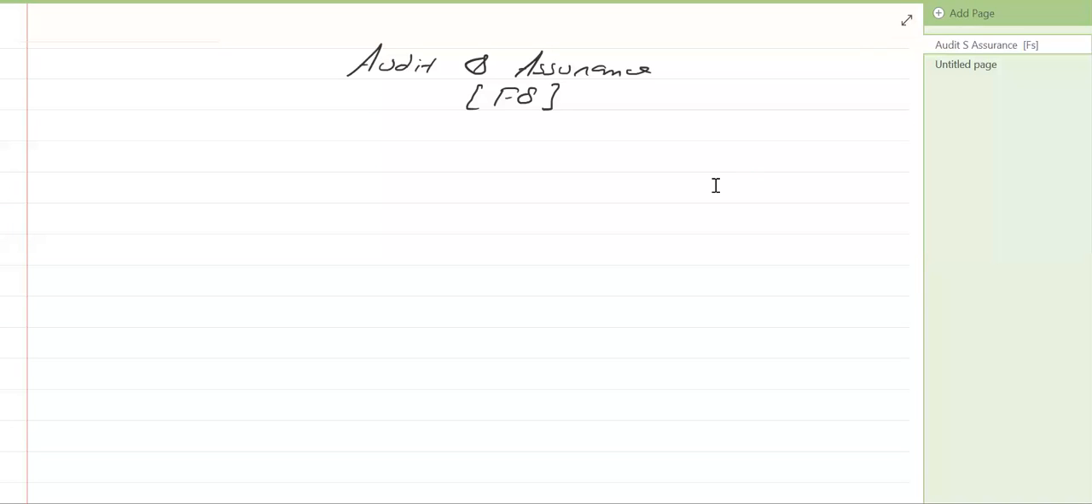All right, we are going to start the paper Audit and Assurance F8, and this is one of the important papers of the skill level. And when we say important, that means this paper will give you the practical knowledge that you need in your field work.